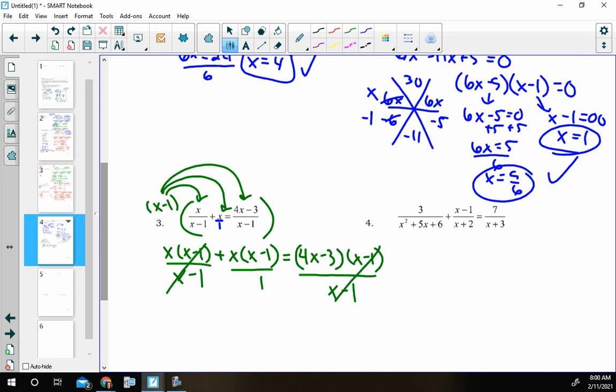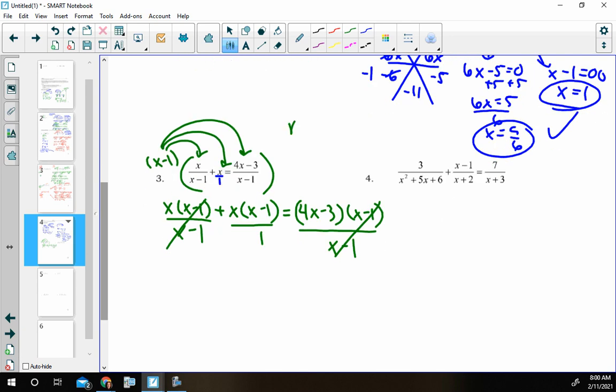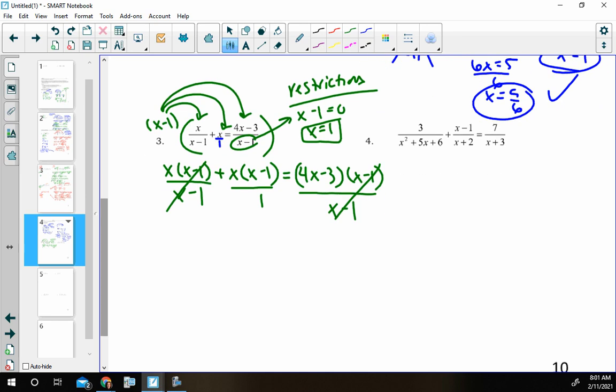Okay, if I do my restrictions really quickly here before I keep moving. x minus 1, so I get x is equal to what? Alright, so keep moving here. This cancels, so I have x left. The 1 on the bottom doesn't do anything. That one canceled down here, so I have 4x minus 3. Now we're just going to solve.